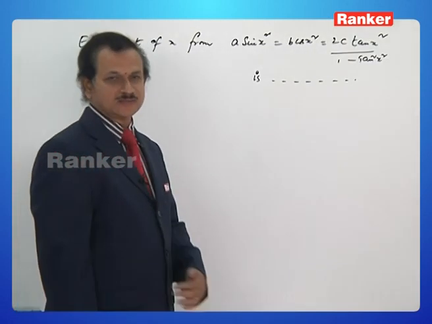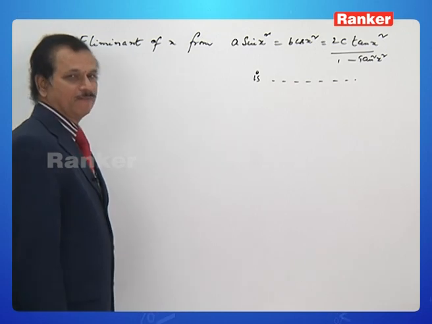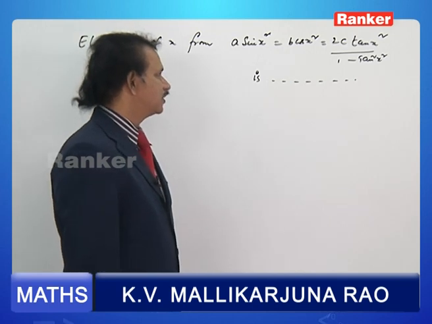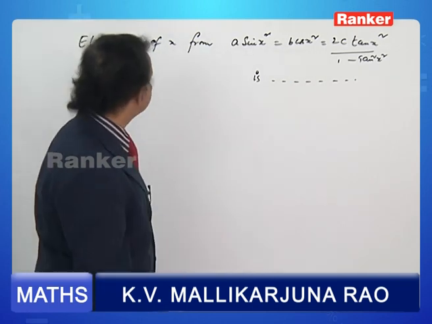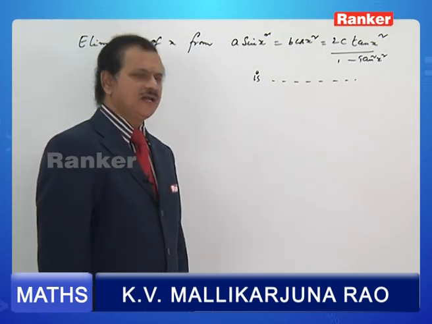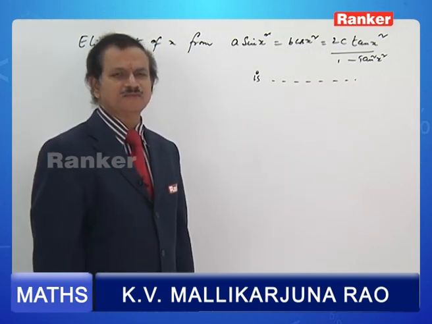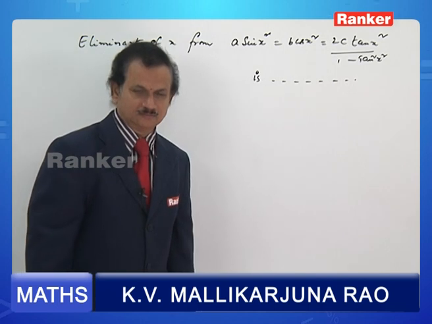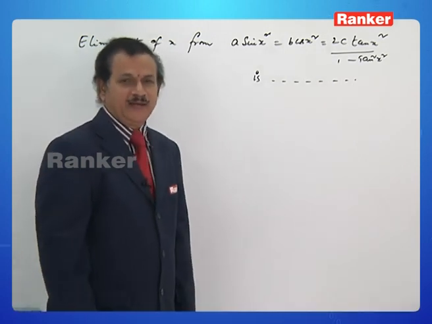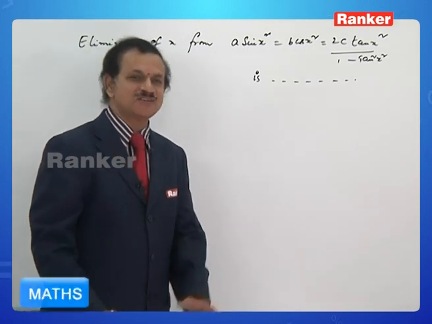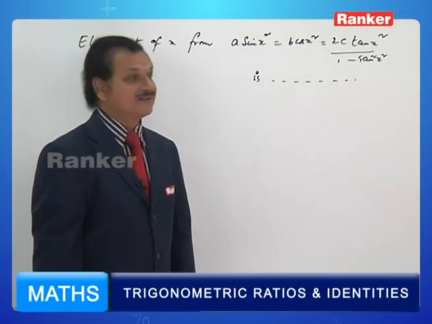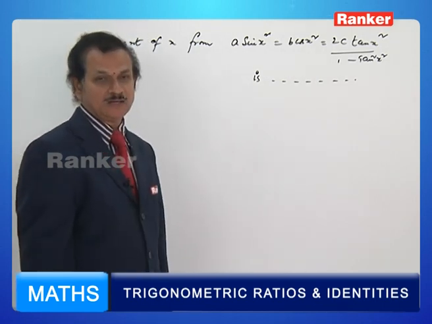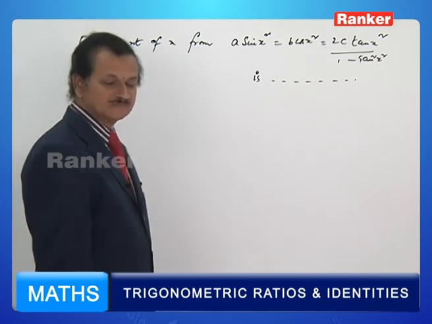The next question before us is eliminant of x from the set of equations a sin x square is equal to b cos x square is equal to 2c tan x square by 1 minus tan square x square. In our earlier classes, we could have dealt with those problems in which some theta is to be eliminated and the resultant relation is supposed to be obtained. They are very simple. It does not mean that it is very difficult. It looks special. There is x square but not x here. Sin of x square, cos of x square, tan of x square. And we are supposed to eliminate x.